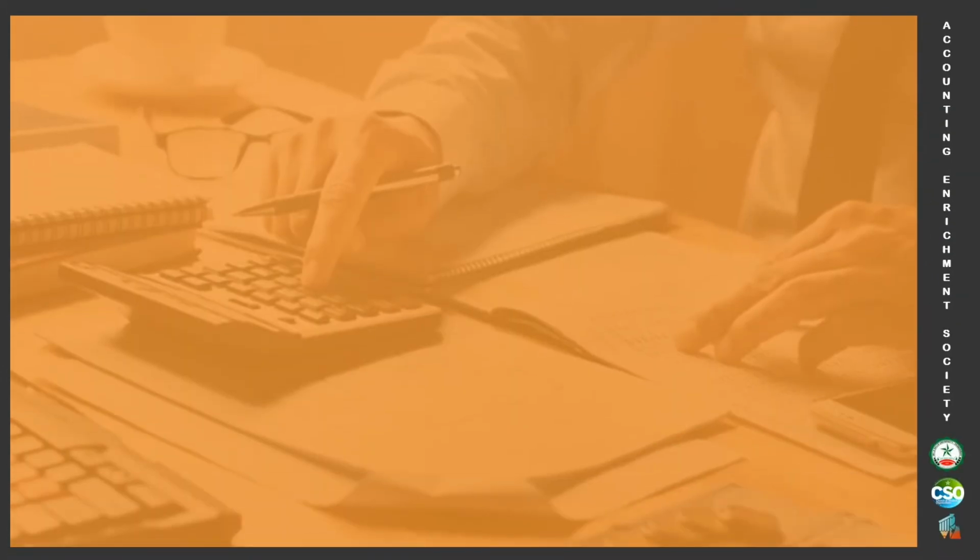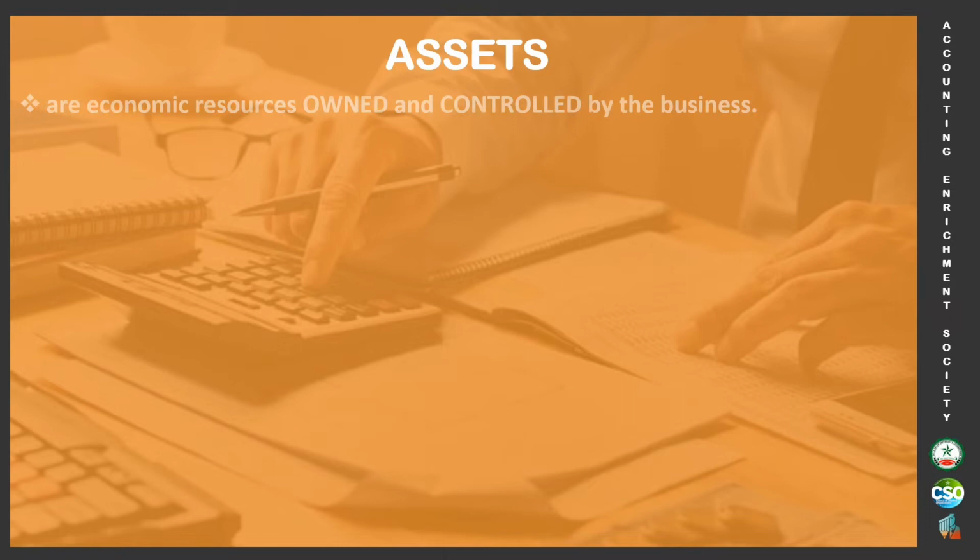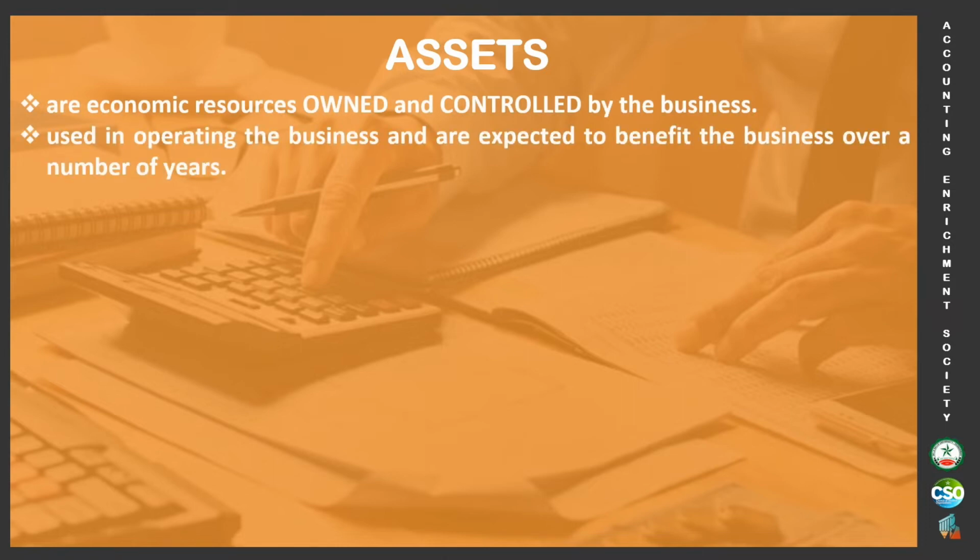5 major accounts. Ano nga ba yung 5 major accounts natin? So, meron tayong assets, liabilities, equity, revenue, and expenses. So, let's start with asset muna. Assets are economic resources owned and controlled by the business. They are used in operating the business and are expected to benefit the business over a number of years.